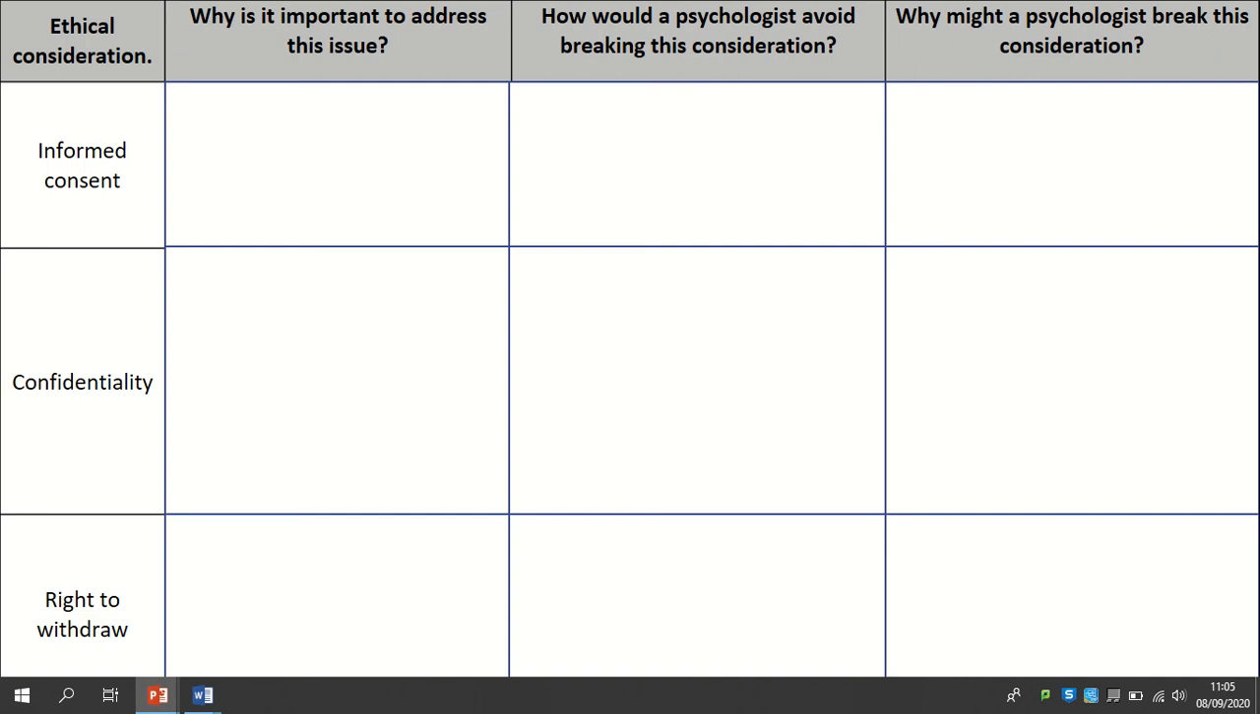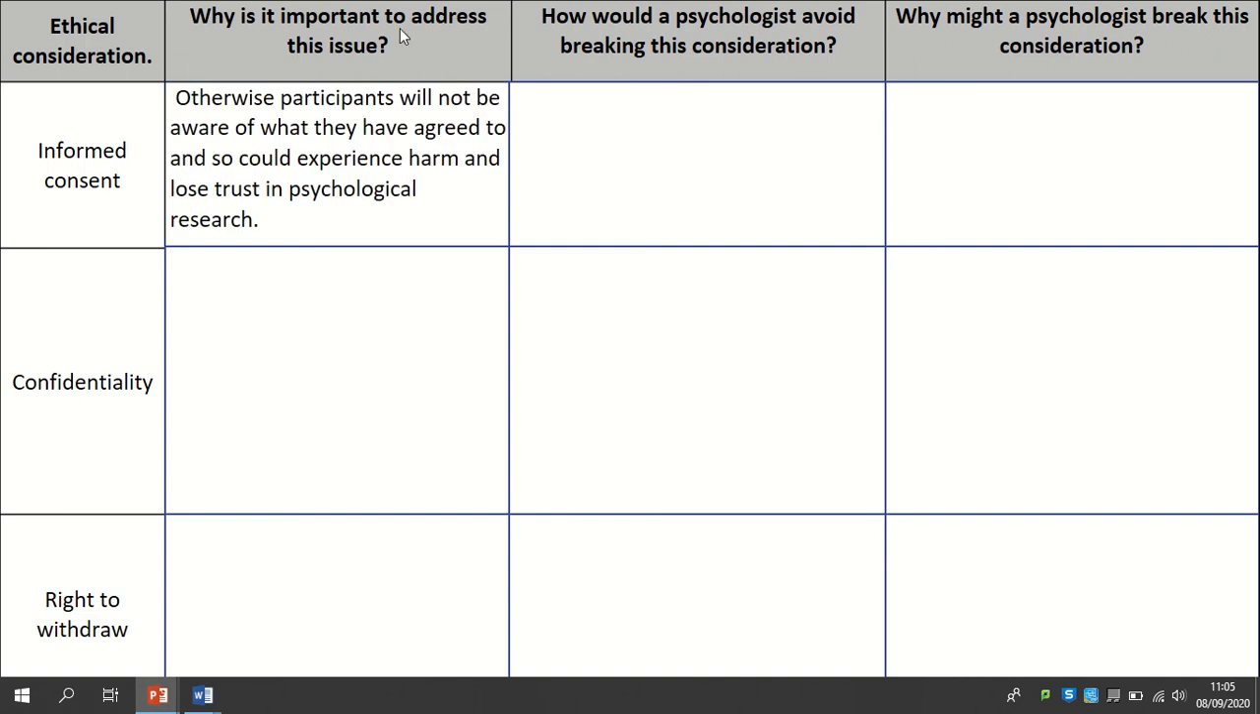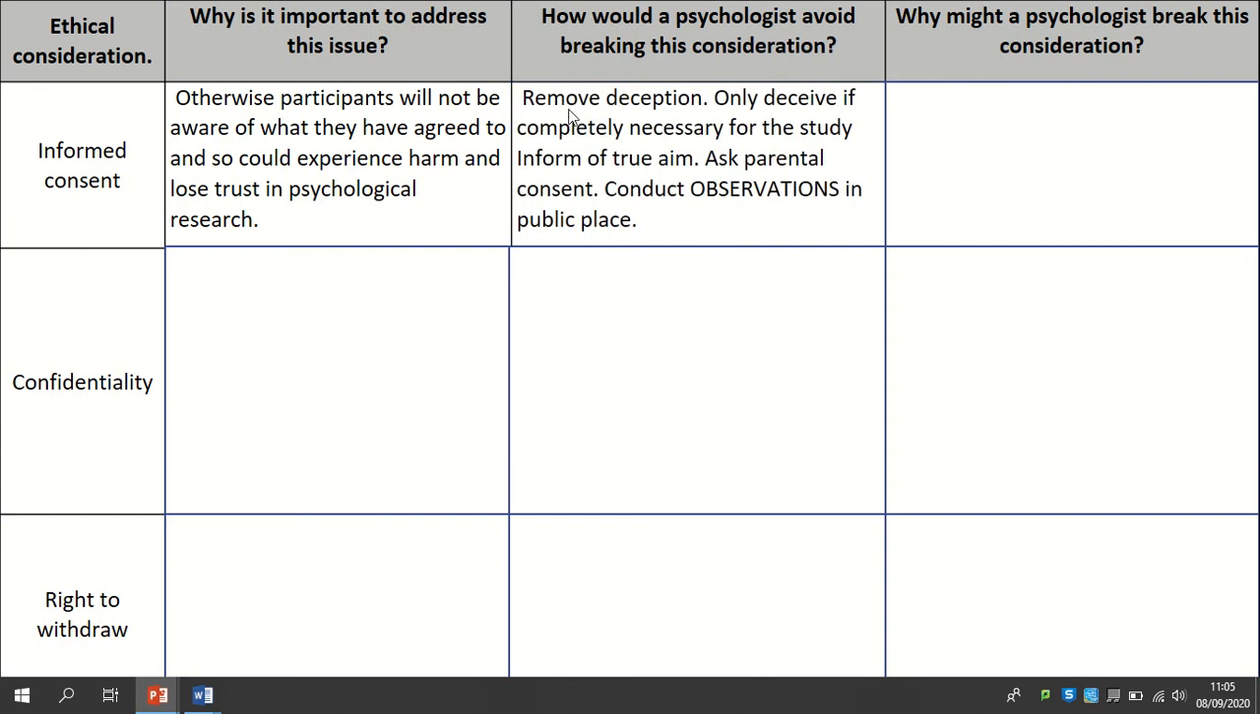Okay, so after you've done that, after you've put in your own thoughts, here we go. So you've got, why is it important to address informed consent? Otherwise, participants will not be aware of what they've agreed to, so they could experience harm. How would a psychologist avoid breaking this consideration? They could remove deception, for example. So, for example, only deceive the participants if completely necessary for the study. Inform them of their true aim. That's how they could avoid breaking this consideration.